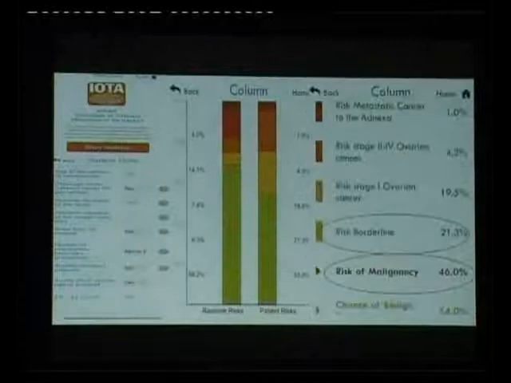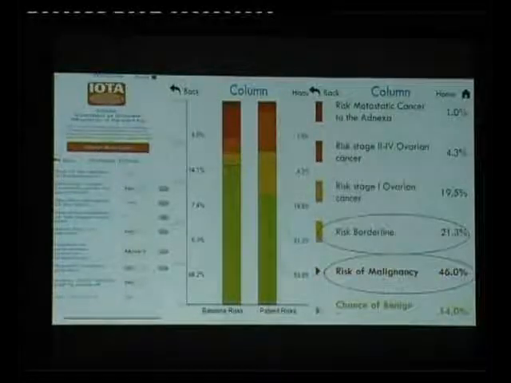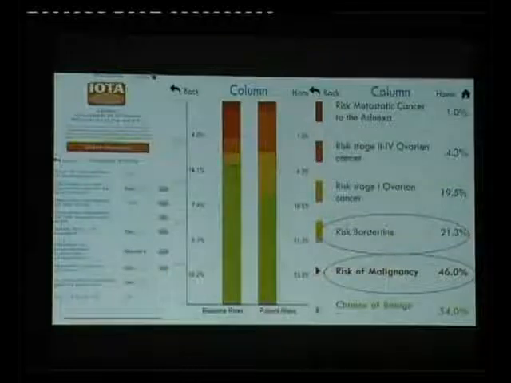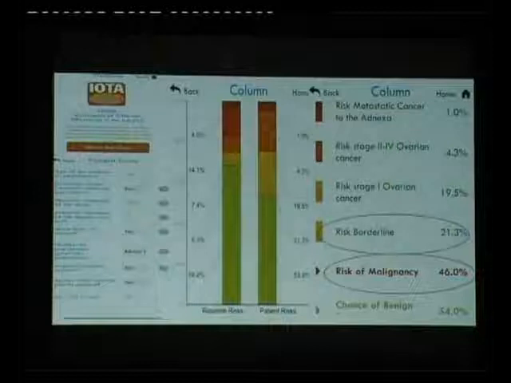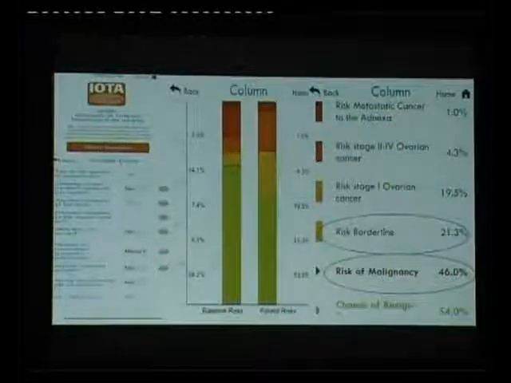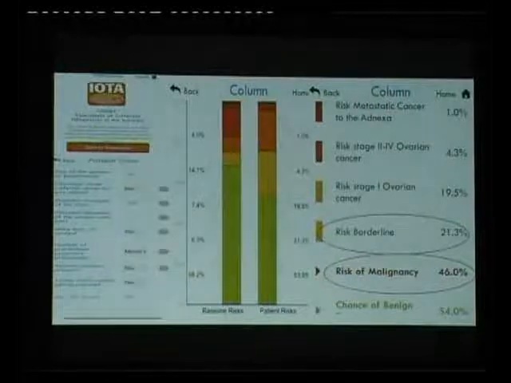We then went into the IOTA ADNEX guidelines, filled up the basic patient data, and then went into the analysis, and we knew from this analysis that she has a risk of borderline malignancy of 21%, a risk of malignancy of 46%, and the chance of it being benign as 54%.